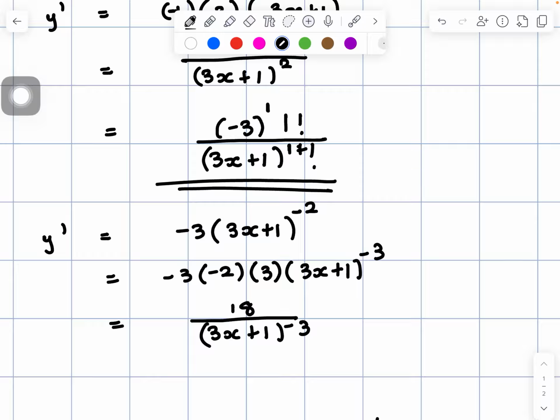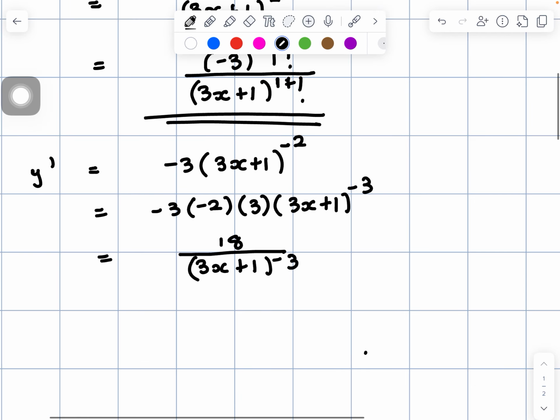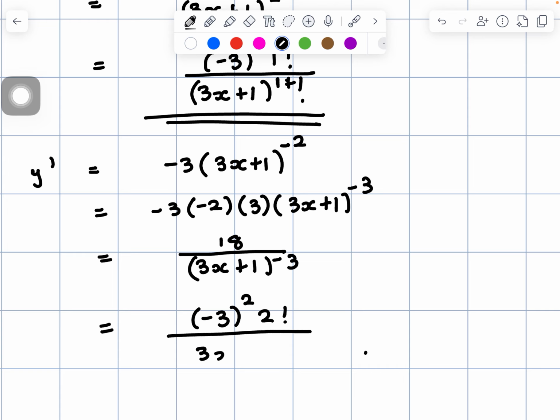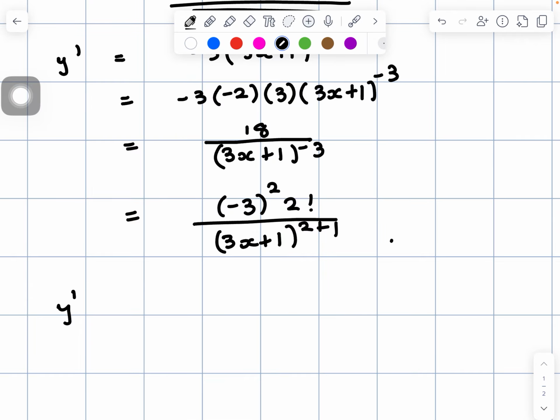We want to express our answer in terms of the given form. So 18, we separate it such that it becomes minus 3 to the power 2. Minus 3 to the power 2 is 9. What do we need to do to 9 to become 18? We multiply it by 2, which is 2 factorial, over 3x plus 1 to the power n plus 1. In this case, our n is 2, so 2 plus 1.